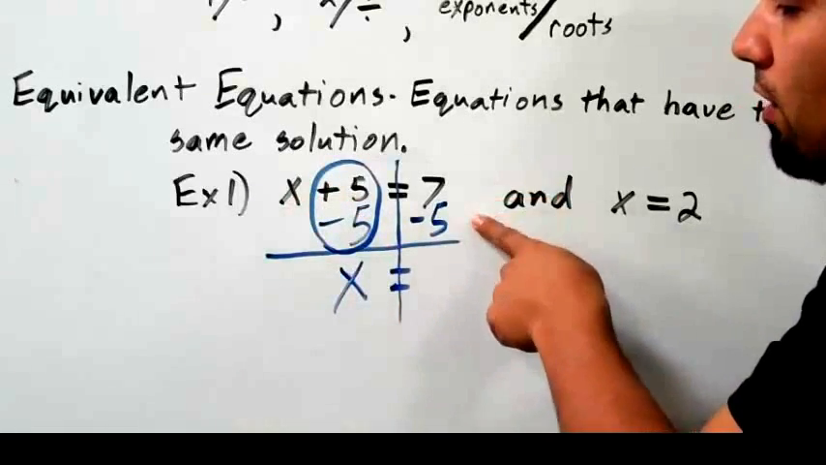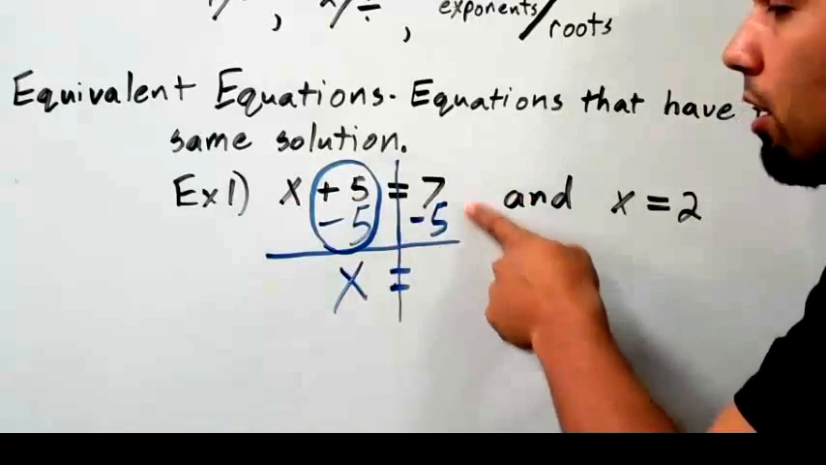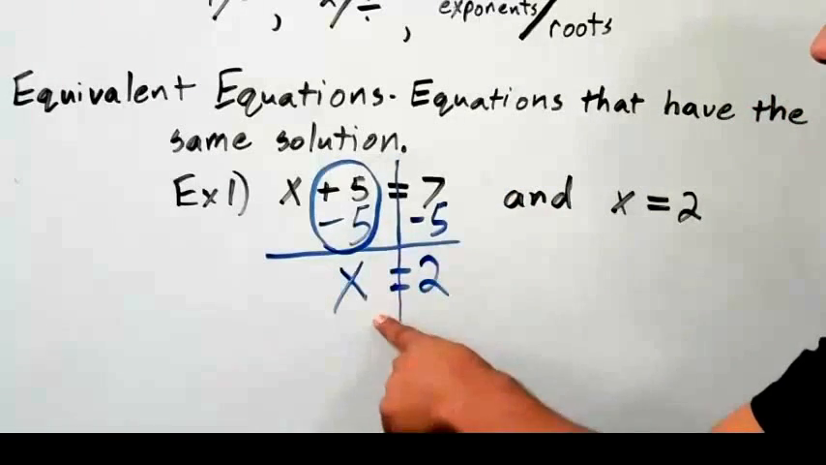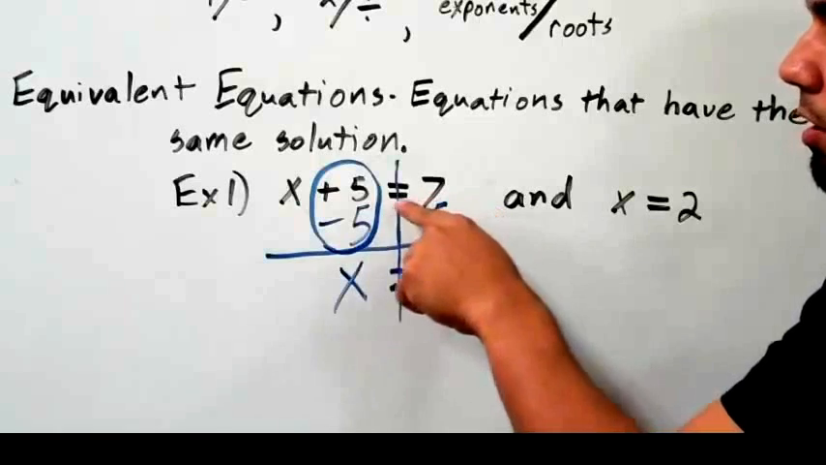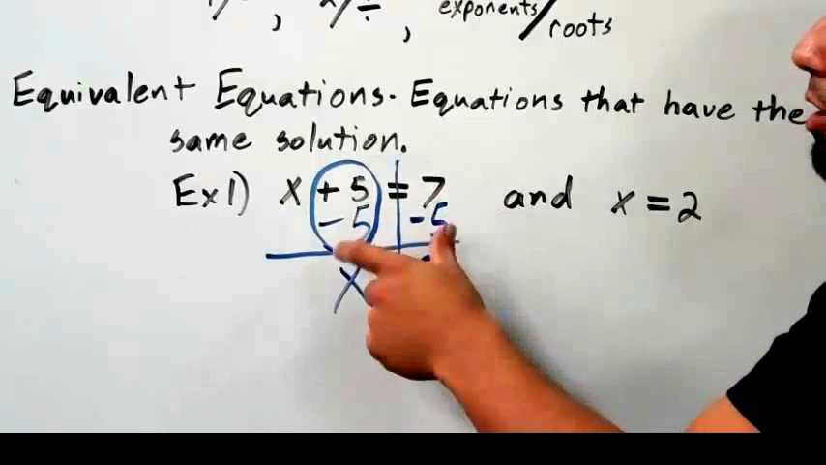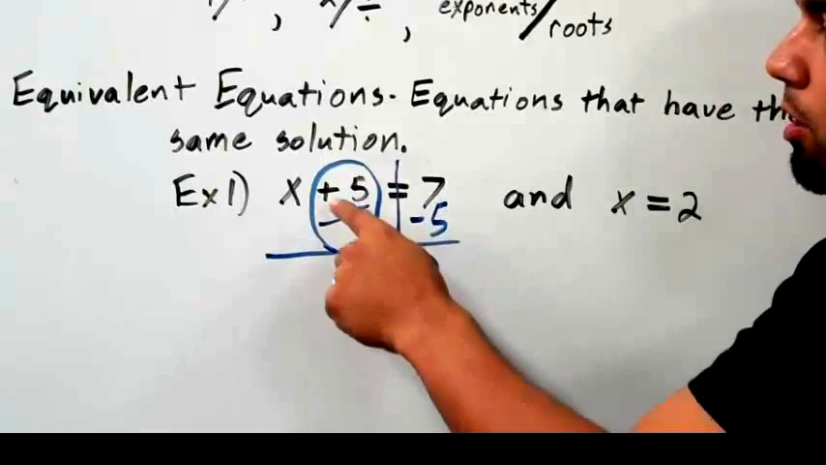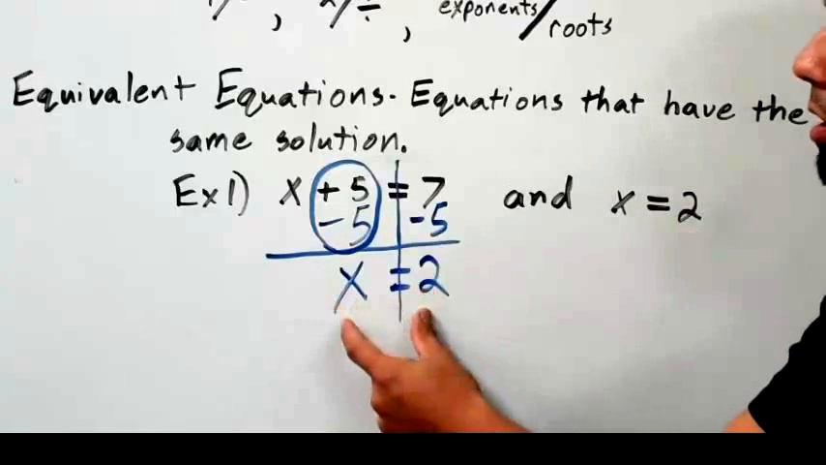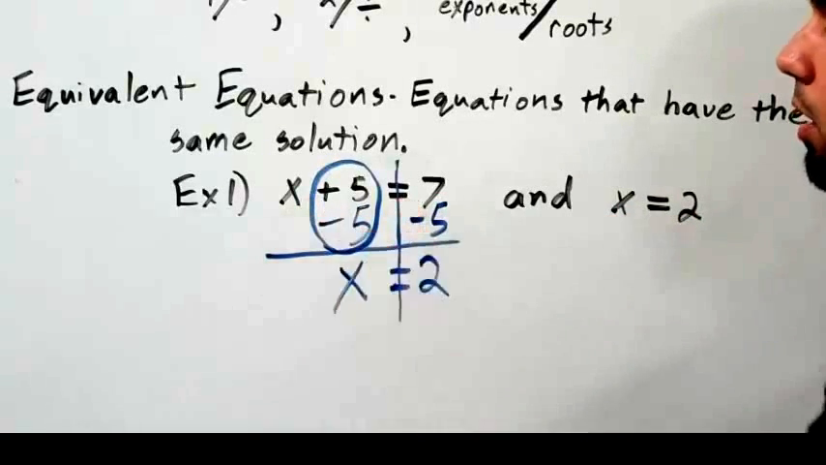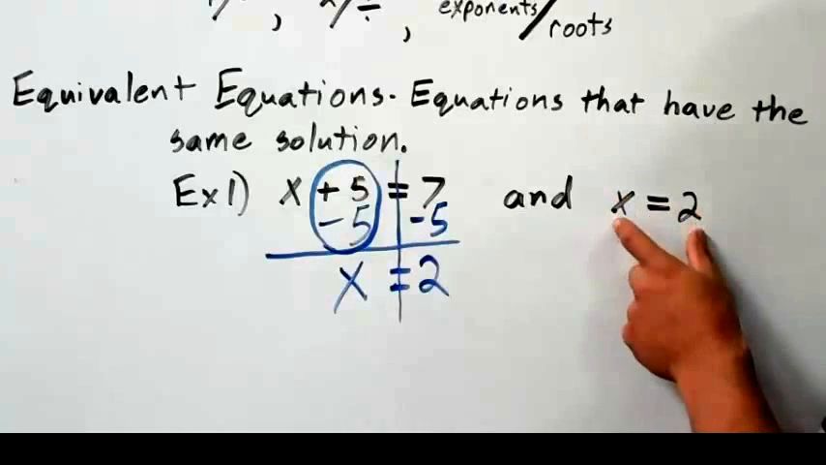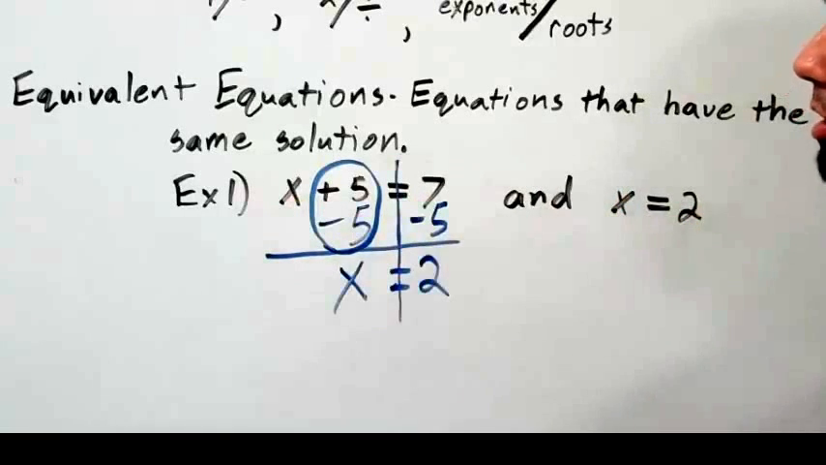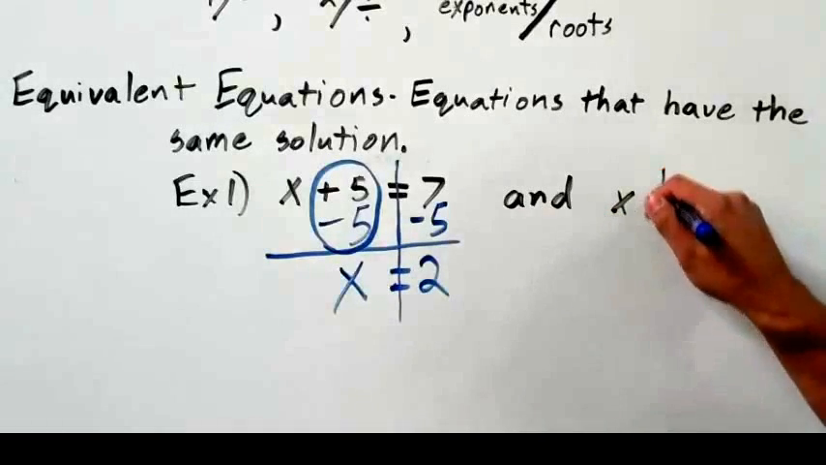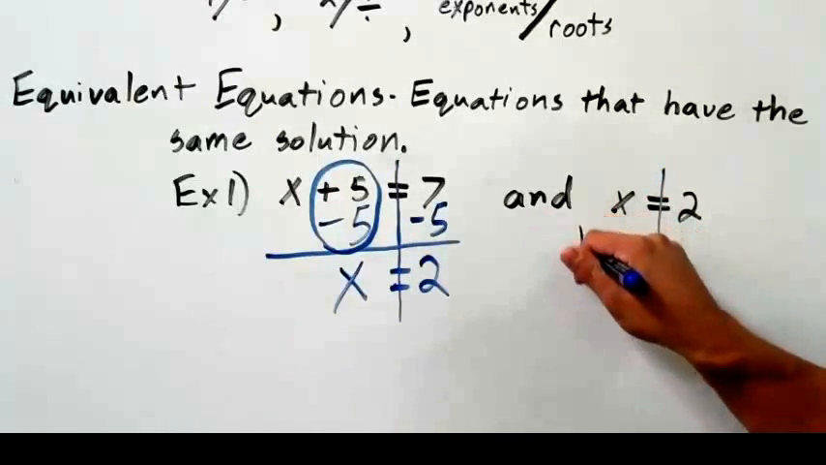7 minus 5, these are like terms, so I can subtract them. 7 minus 5 is 2. So as you can see, I went from this equation, x plus 5 equals 7, and by doing an inverse operation, I got an equivalent equation, okay? So this equation is equivalent to this one. And the same here. If I wanted to move from here and get to x plus 5 equals 7, well, what is going on? I need to add 5 to both sides, right?